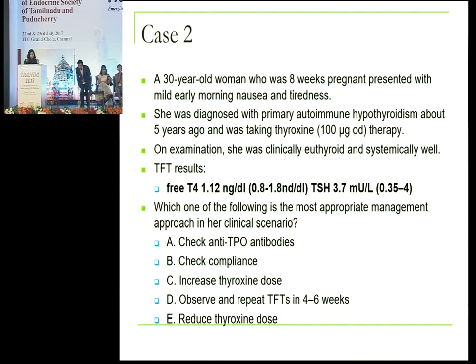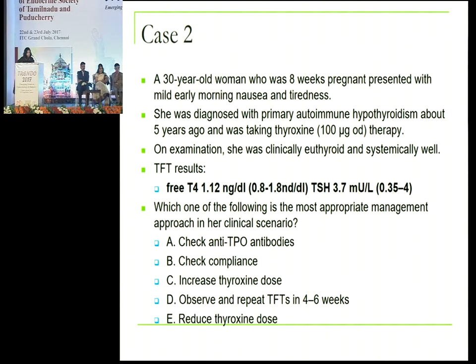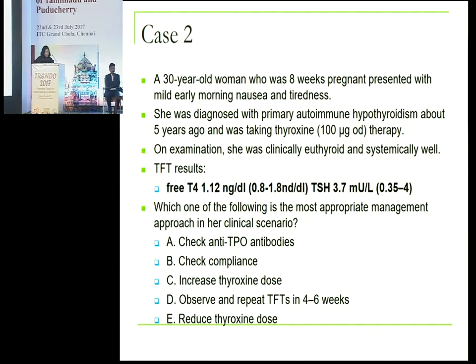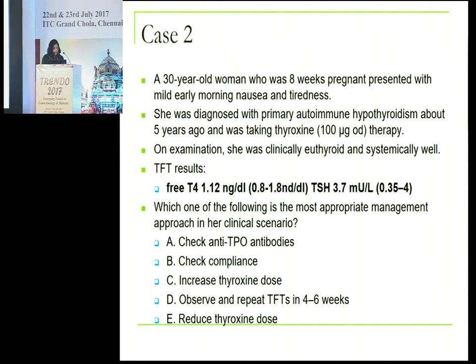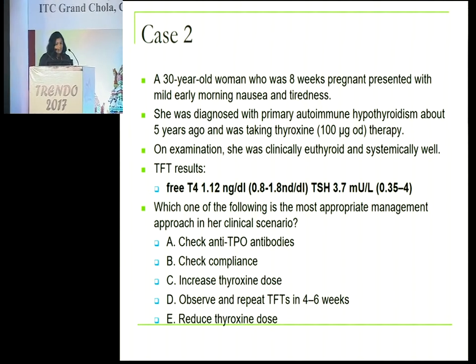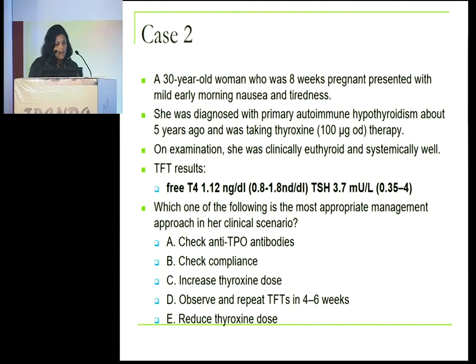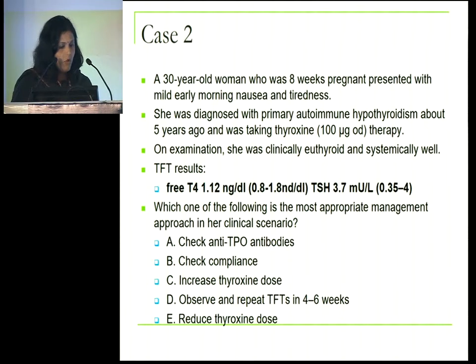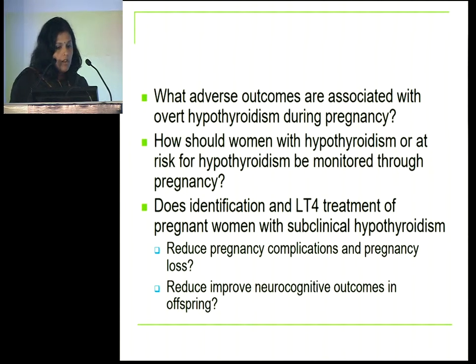So this is a 30-year-old woman who was 8 weeks pregnant. She presented with early morning nausea and tiredness. She was diagnosed with primary autoimmune hypothyroidism about 5 years ago, and she's already taking thyroxine, 100 mics a day. On examination, she's clinically euthyroid, and everything is normal. The thyroid result shows a free T4 of about 1.12, which is normal. TSH is 3.7. So before moving on to the question, I will probably go to the next slide and we'll come to the answers here.